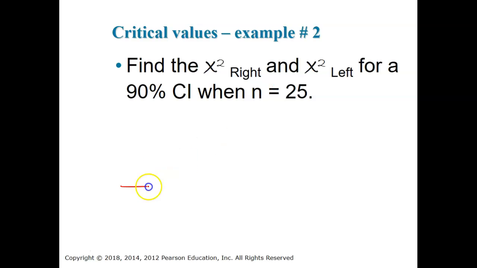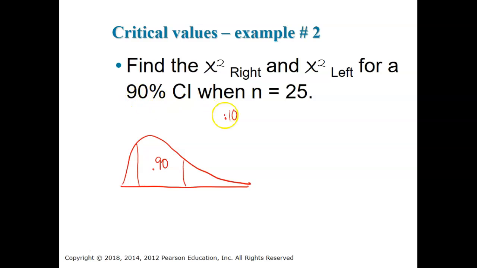Okay, on this one, we want to draw out our chi-square distribution, and we're going to put the 90% in the middle. So we'll put 0.90. That leaves me with 0.10, because if I've got 90%, then I have a 10%. So 0.10 divided by 2 gives me 0.05. So that's the part that goes in each tail. This will be chi-squared left. This will be chi-squared right.